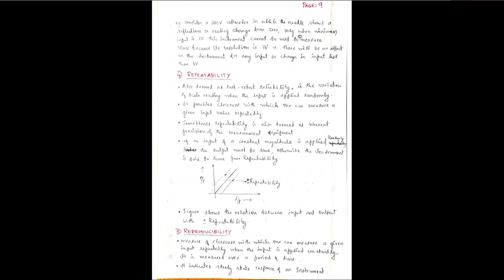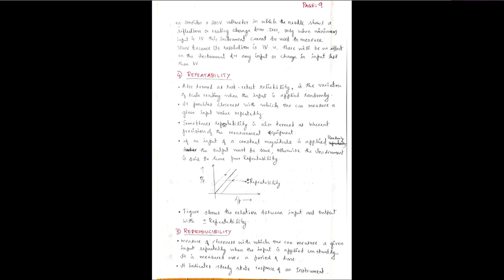Okay, suppose there is a 200 volt voltmeter, and in that voltmeter the resolution is taken as 1 volt. Then only if we give 1 volt at the input will there be a change at the output. If we give 0.5 volt at the input, there will be no change in the reading. So a minimum of 1 volt must be given for any change at the output. That is, this instrument cannot be used to measure 50 millivolt because its resolution is 1 volt. There will be no effect on the instrument for any input or change in input less than 1 volt. Only when a change of 1 volt or more comes will the deflection in the meter change. That is resolution. Here resolution is 1 volt in this example.